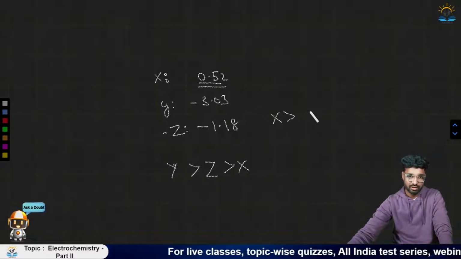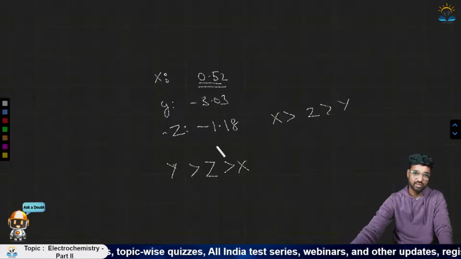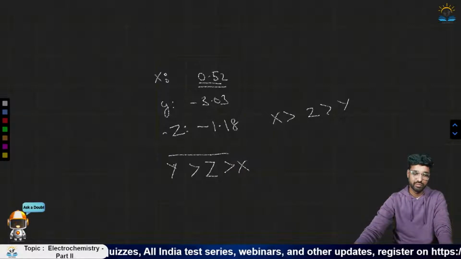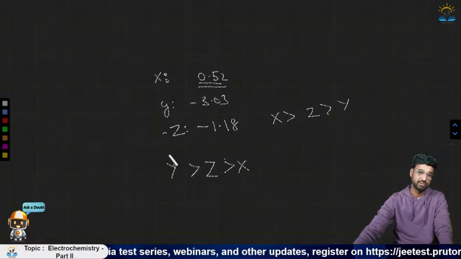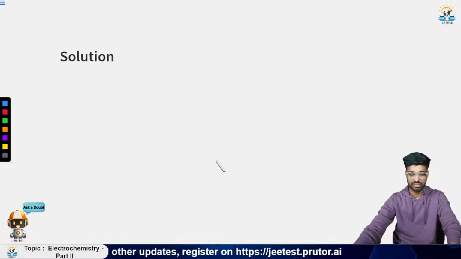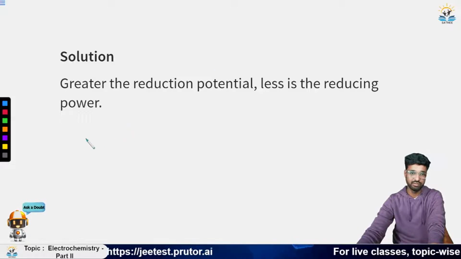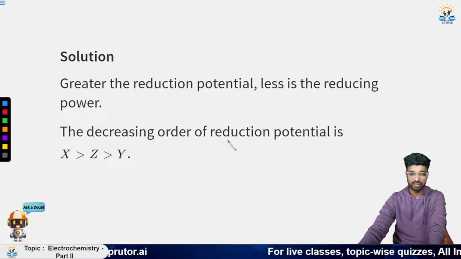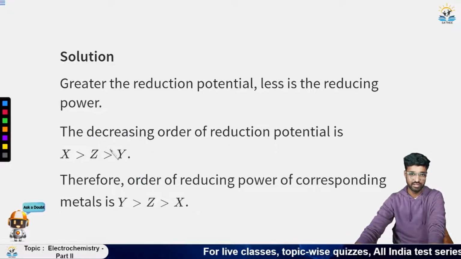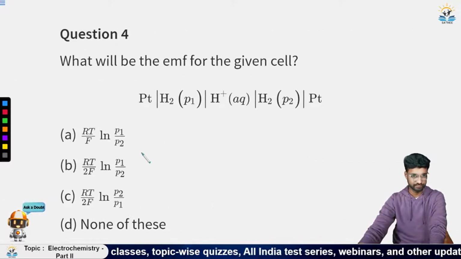So this is the order of the reduction potential, and the opposite is the order of their reducing power. So y will be greater than z, than x. If you see the solution here, the greater the reduction potential, the less is the reducing power. Now the decreasing order of reducing power is this, and this will be your final answer. So in this way you can solve this.